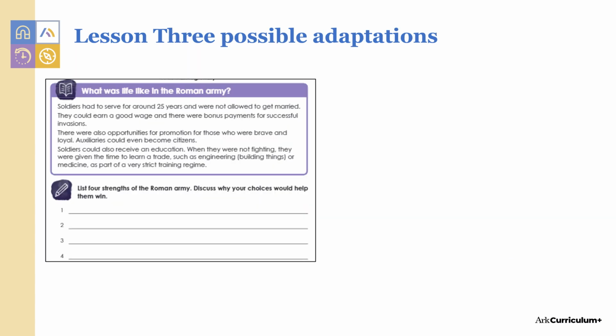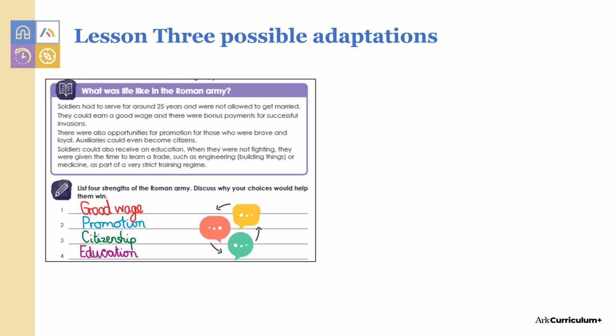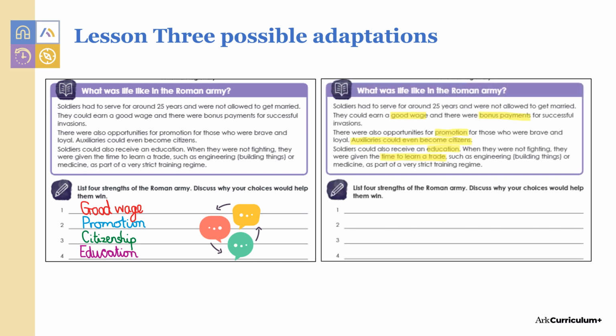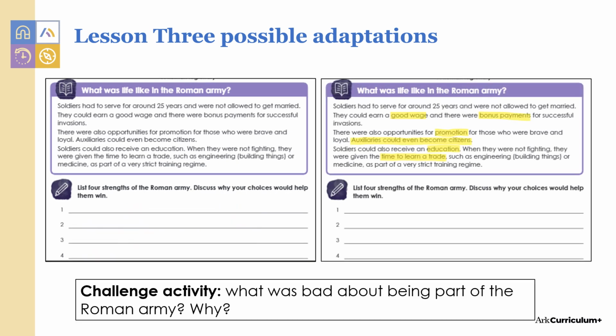To support with this activity, you could work as a class to unpick the text and list some strengths, opening up a discussion or partner talk about why those strengths often allow them to win in battle. Then you could remove the support for pupils to complete the task independently, and you could highlight some key sections to support with this reading.